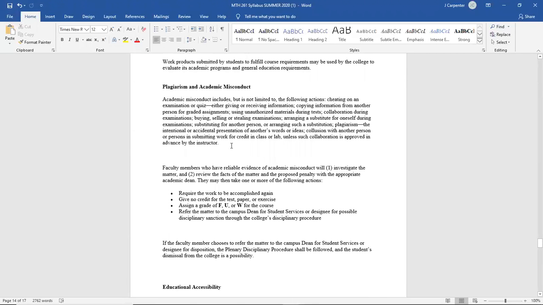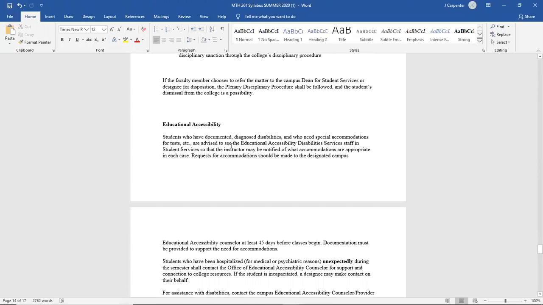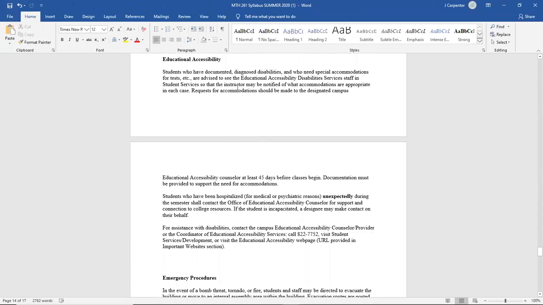Plagiarism, academic misconduct, same stuff. These syllabi are so long. Educational accessibility. If you have a document from them for me to check out and accommodate you in any way, I will absolutely do that, but it has to be through TCC.